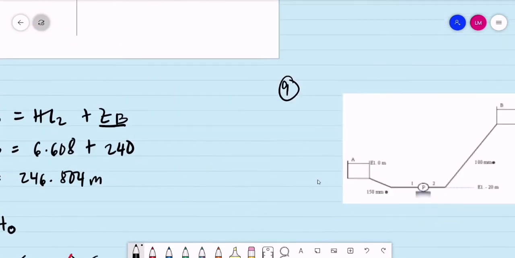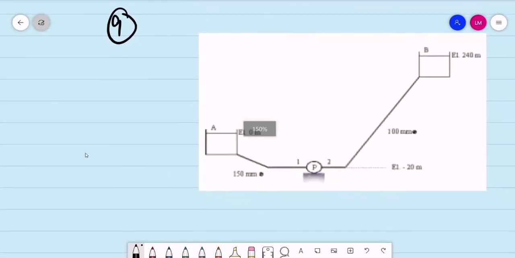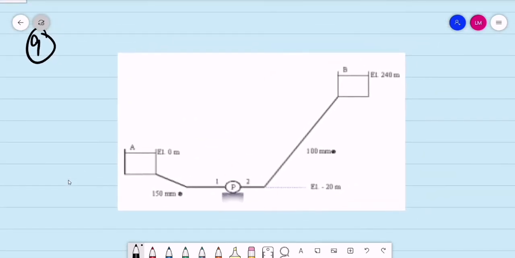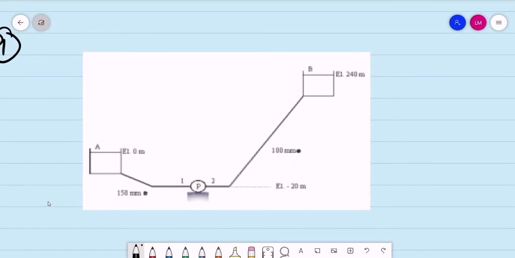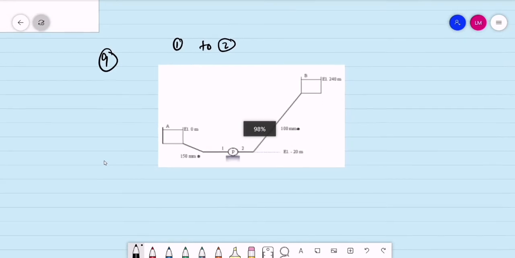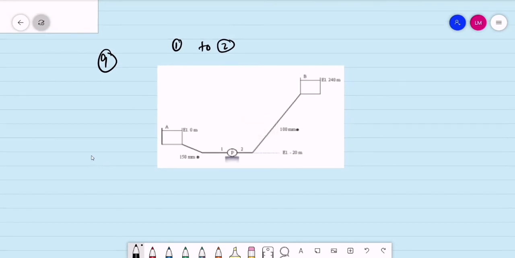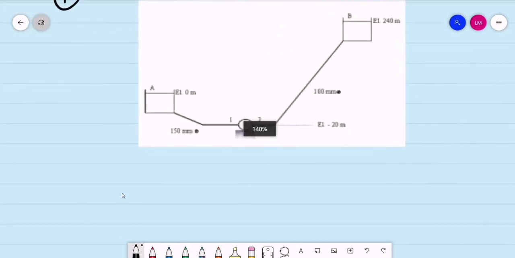So, pwede tayong mag-consider ng 2 points ulit. So since meron na tayong details kay point 1 kanina, pwede na natin gamitin yung point 1. Pwede natin i-consider yung 1 to 2. Actually, kahit pwede rin naman A to 2, pwede naman 2 to B, at saka yung 1 to 2. Basta, i-consider nyo lang yung mga energy heads. Yung velocity head, pressure head, saka elevation head, at saka yung head loss kung meron.